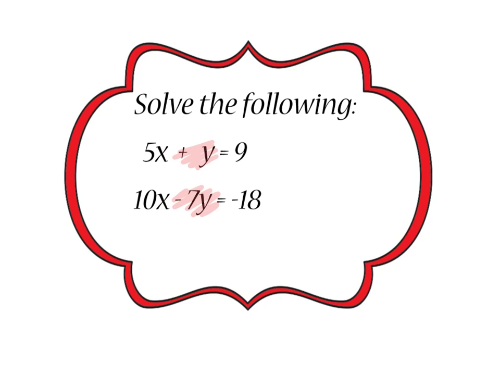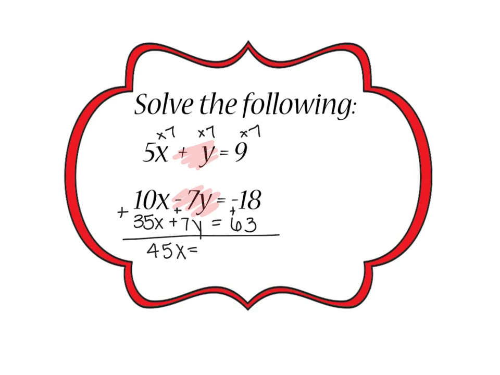For this system, I have a -7y and a 1y. So since one's positive and one's negative, I just want the top equation to have a 7y. So if I multiply everything by 7, I'll get 7y, and those y's would cancel out. Then I'm going to add. I get 45x equals 45. I divide both sides by 45, and x equals 1.